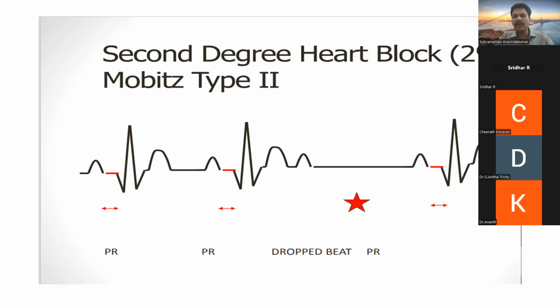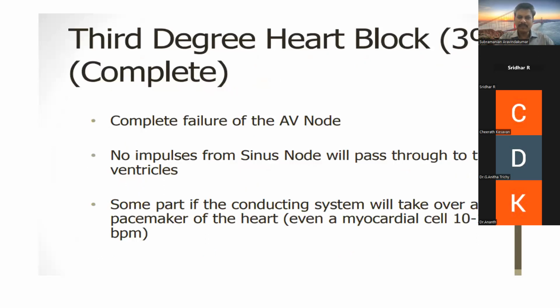What you require to document is that the PR interval is constant and you are having a non-conducted P wave. That's all for second degree block. Whereas in Mobitz type 1, the Wenckebach phenomenon, the PR interval is progressively prolonging and then there is a dropping. Here, the PR interval is constant and there is a dropping.